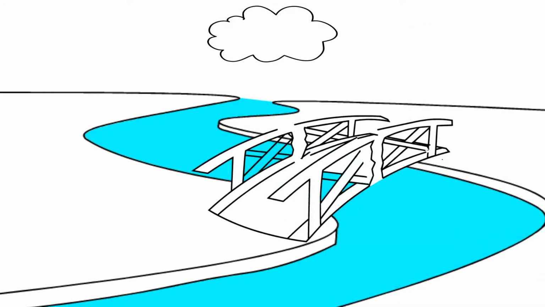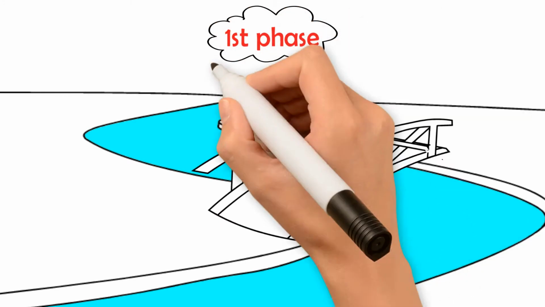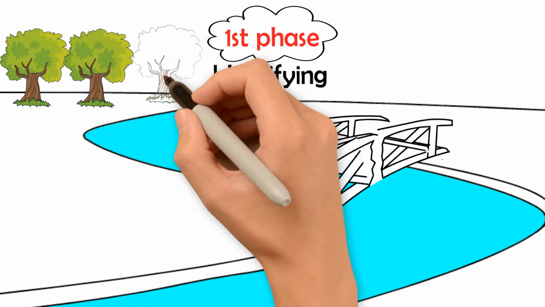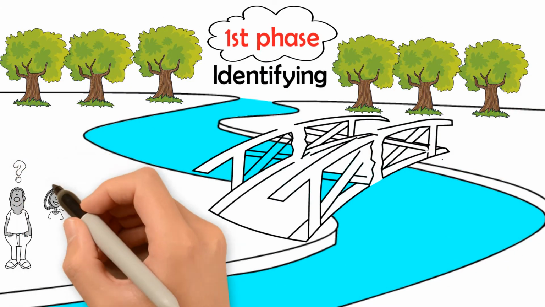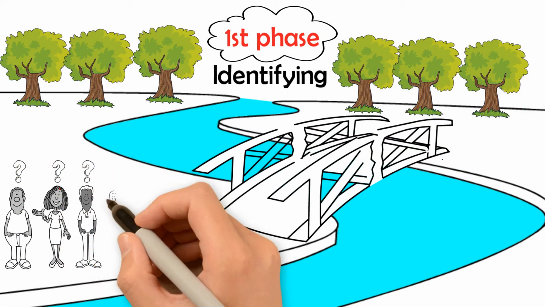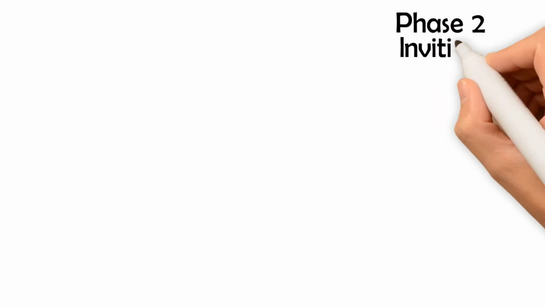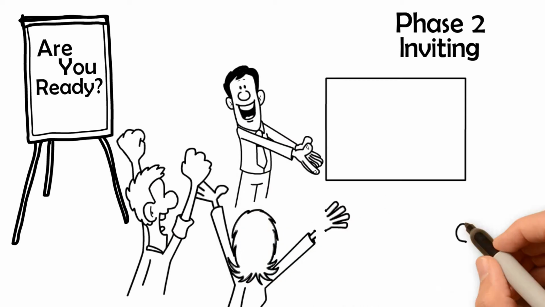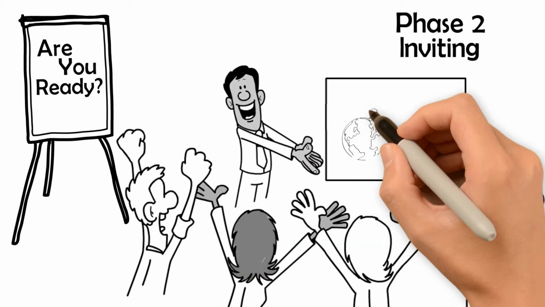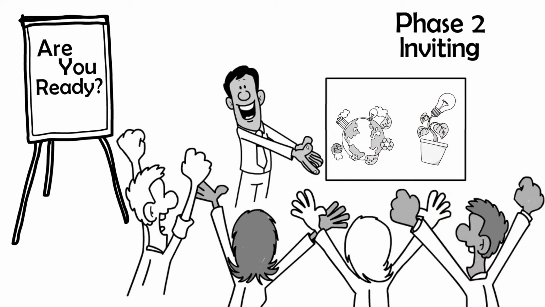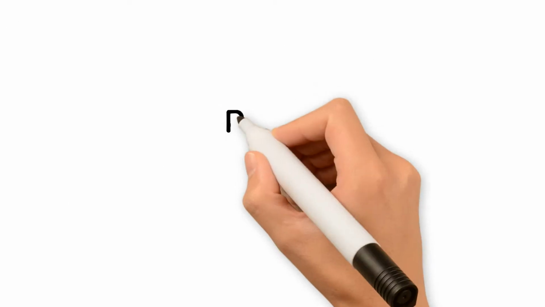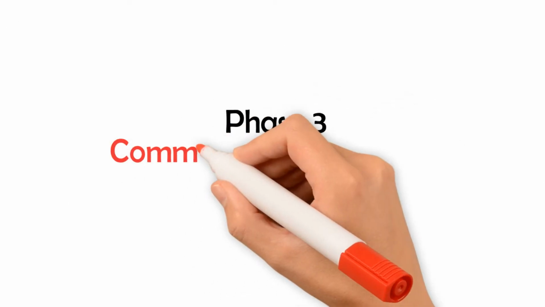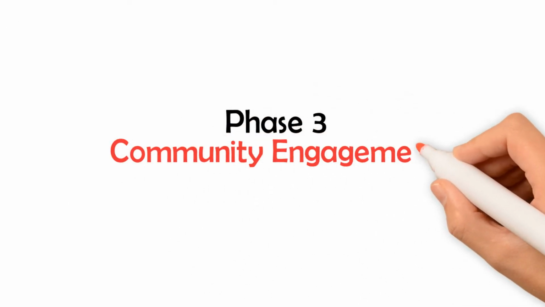The first phase in constructing that bridge starts with identifying diverse members of the community interested in spending time and effort on community building projects. Phase 2 involves inviting interested community members to an informational gathering about the importance of specific projects and ways to get involved. An important phase in the bridge building process is Phase 3, community engagement.